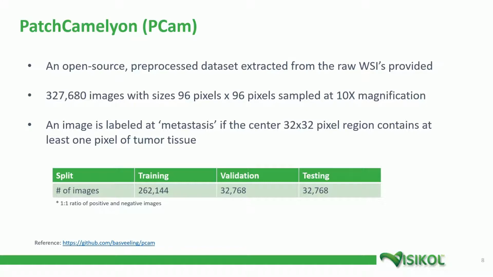An image is labeled as metastasis if the center 32 by 32 pixel region contains at least 1 pixel of tumor tissue. If there are no tumor pixels in the center region of the image, it is labeled as healthy. At the bottom of the slide, you can see a table of the distribution of training, validation, and testing images.